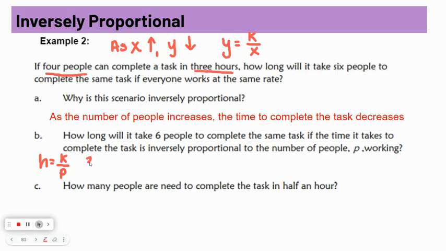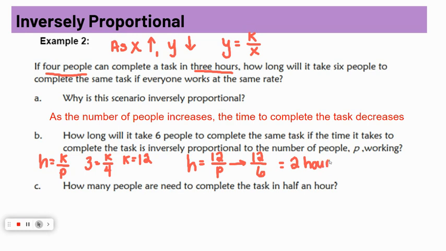And so given my original scenario, it said there were 4 people and it took them 3 hours. So if I plugged those in, I would say 3 hours for 4 people. That gives me a k value, then, times 4, of 12. So now I've got my equation, h equals 12 over p. So this is now my relationship with my constant 12. So to answer this question, it says, how long will it take? So how many hours will it take if I have 6 people working on the task? So if I have 6 people, then it's going to take me 2 hours to complete the task.